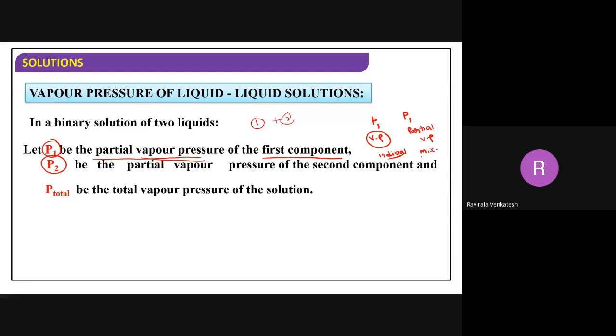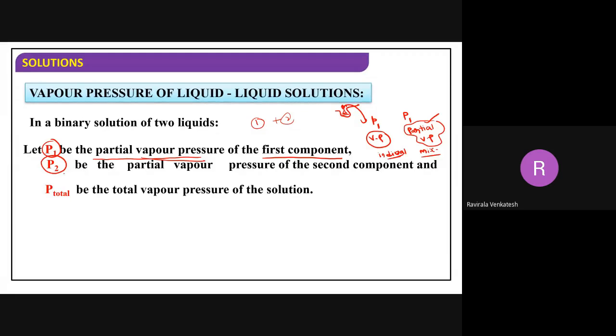So if I take the pressure of a liquid in a mixture, that is called partial pressure. If I take that liquid individually, pure one, I am not mixing here. I have taken water only. Now the pressure is called small p1, the vapor pressure of it. Now if this is mixed with some benzene here, then the pressure of water is called partial vapor pressure. I think everyone understood this one, right?